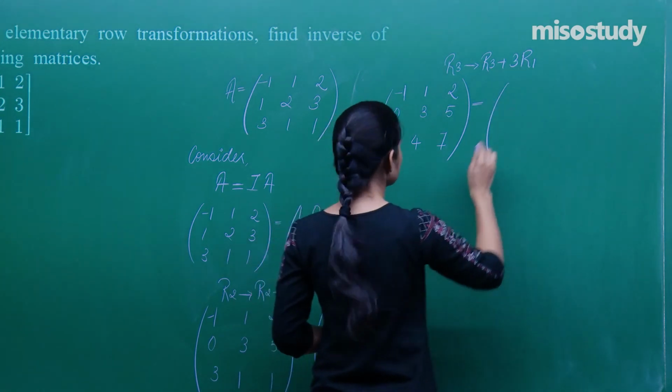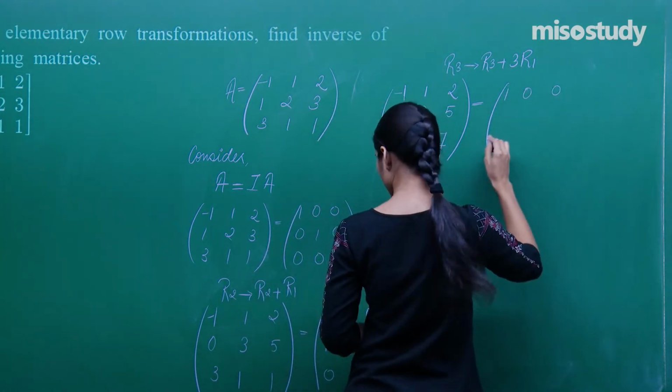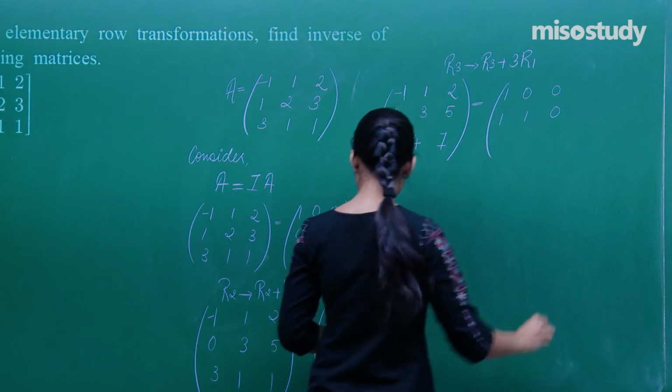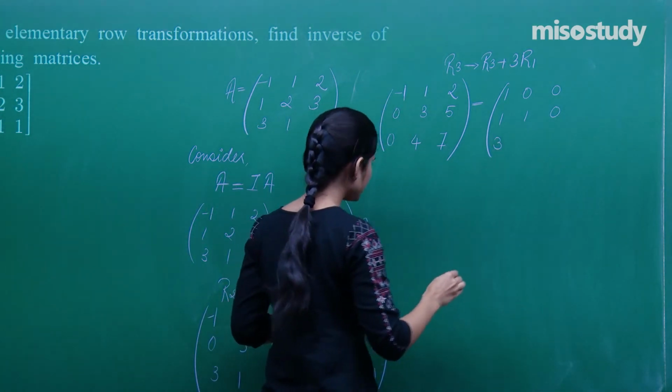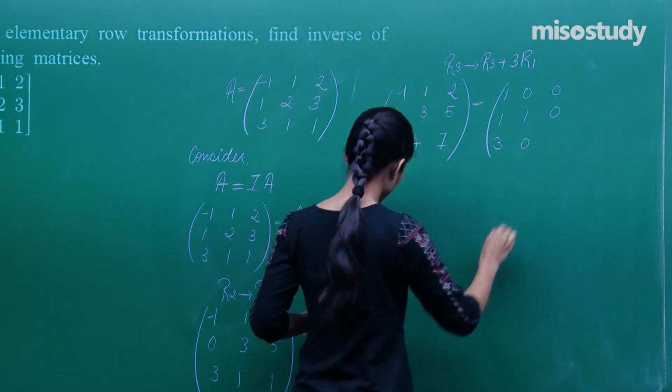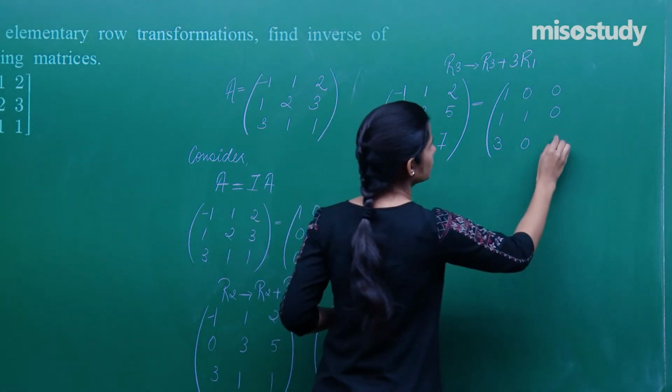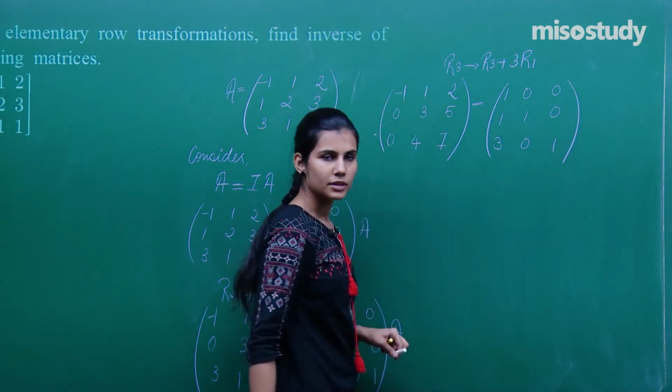Similarly over here, this is 1, 0, 0, 1, 1, 0, and here 0 is added with 3 times 0, that is 0 is added with 0, and 1 is added with 0, so 1. This is A.